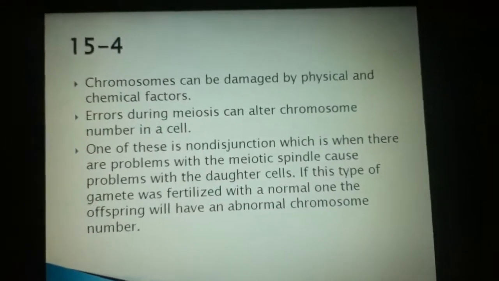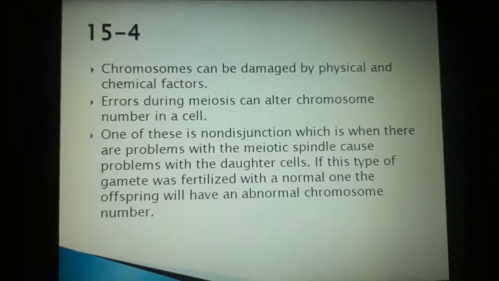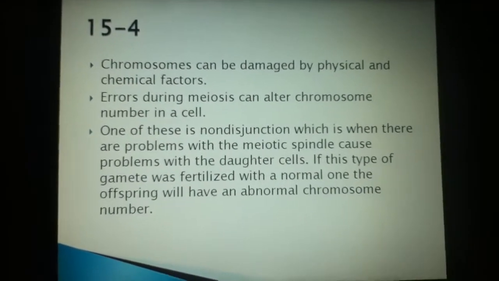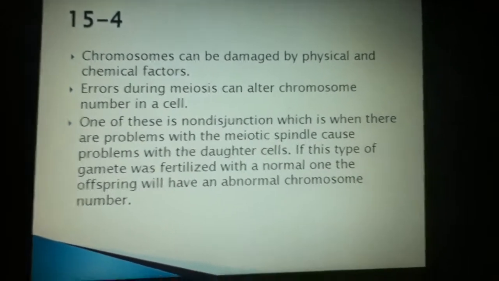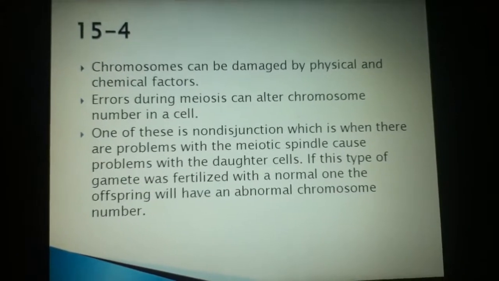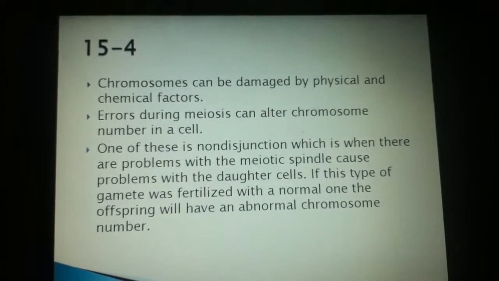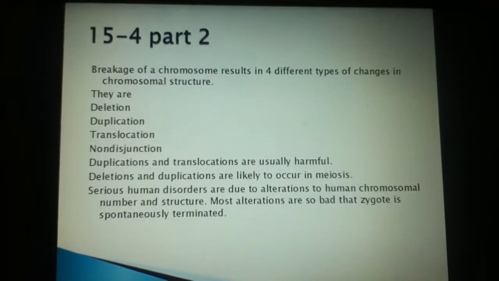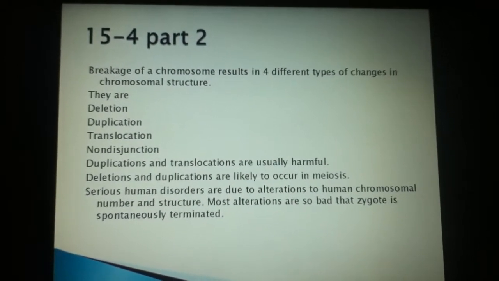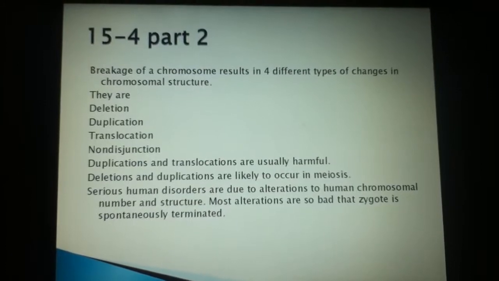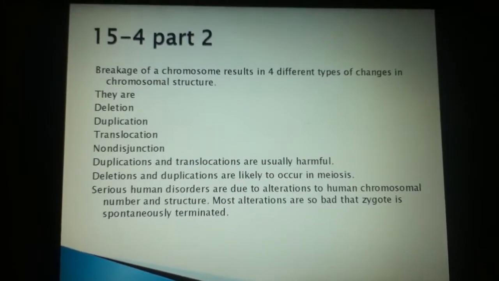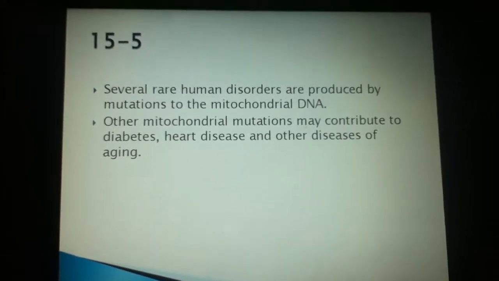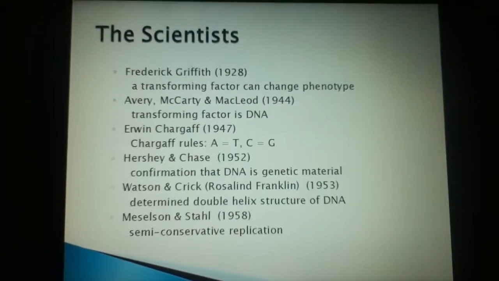Chromosomes can be damaged by physical and chemical factors. Non-disjunction is when the meiotic spindles cause problems with the daughter cells. This is an error during meiosis that can alter chromosome number in a cell. There are 4 ways to change the chromosomal structure: deletion, duplication, translocation, and non-disjunction. Several human disorders are caused by mutations to the mitochondrial DNA.